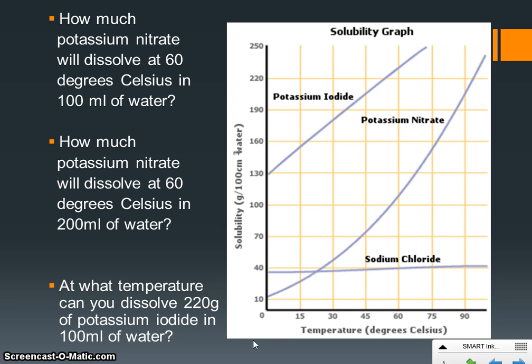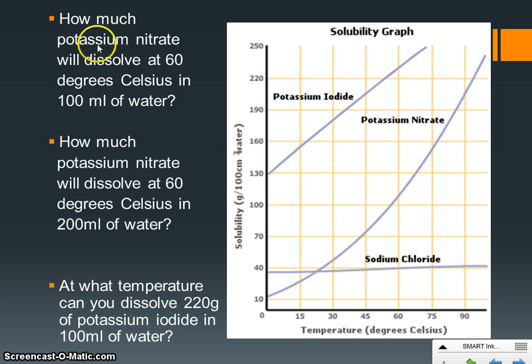Okay. Here's some more example questions that we can work through. Very similar to what you see on your quiz or your tests that'll be coming up. How much potassium nitrate will dissolve at 60 degrees Celsius in 100 milliliters of water? Now, this graph, if you look, is for 100 milliliters of water. So if you see that in the question, you can kind of just ignore that because all this information is referring to a sample of 100 milliliters of water.